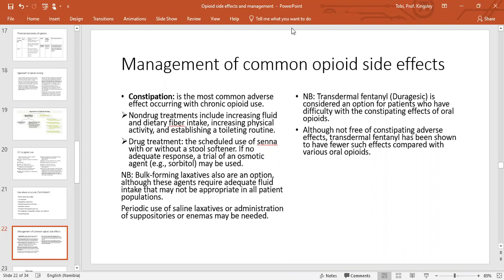Know that transdermal fentanyl, Duragesic, is an option for patients who have difficulty with the constipating effects of oral opioids. Transdermal fentanyl has been shown to have fewer such effects compared with various oral opioids. So for instance, if a patient told you that the last time they were in the hospital, they were given something and couldn't pass stool for a long time, these are not the kind of patients you want to start common opioids for. Transdermal fentanyl will give you analgesia, but with reduced constipating effects of opioids.